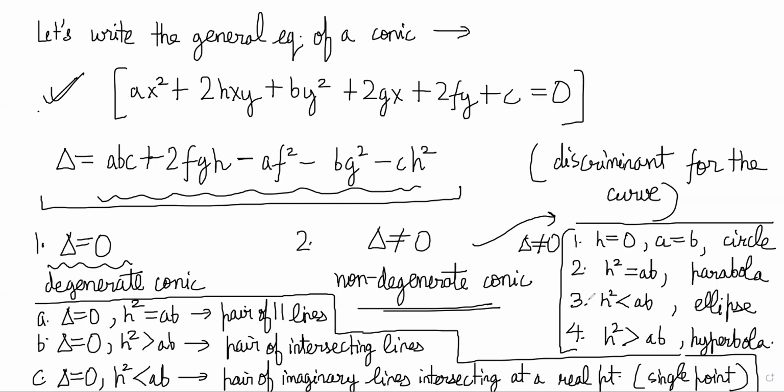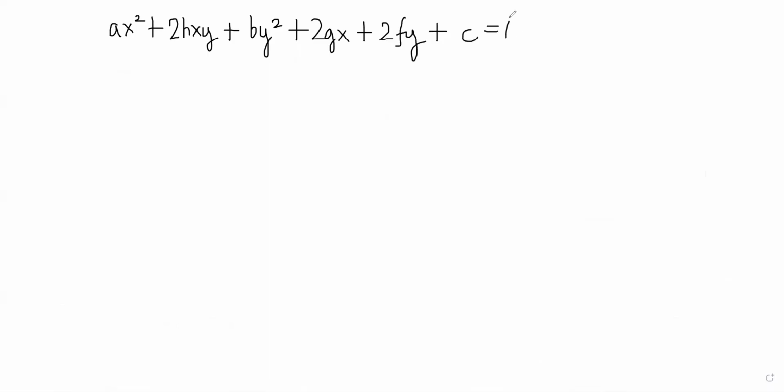But all of it, remember, results from the value of del. You have to first figure out this del for the given equation. Only then you can decide what kind of conic section it is, right? Another point that you should know here is how to find the center of a conic. So given this equation, ax square plus 2hxy plus by square plus 2gx plus 2fy plus c equals 0, how do I find the center of the conic?